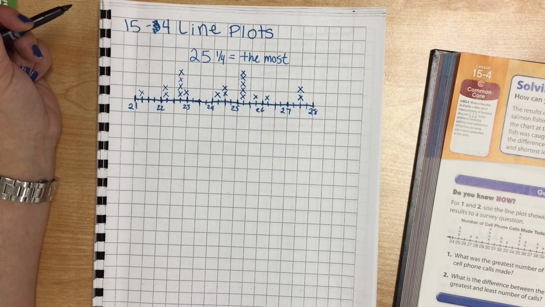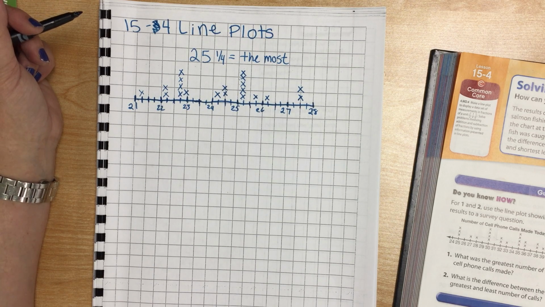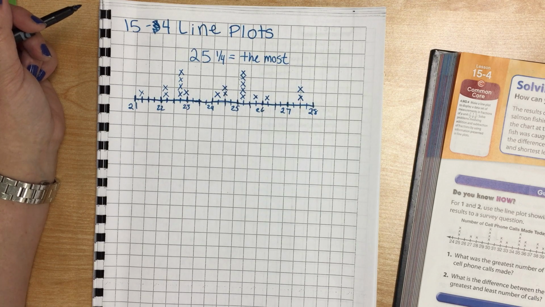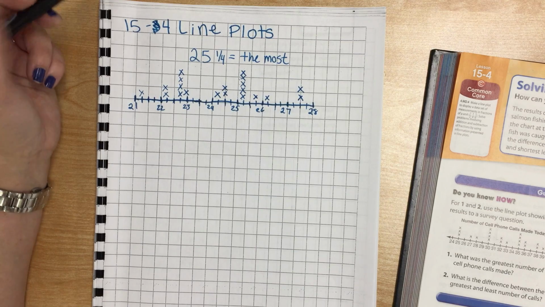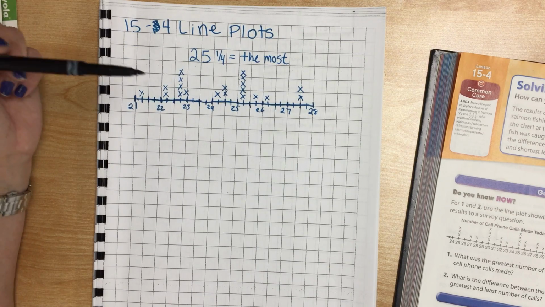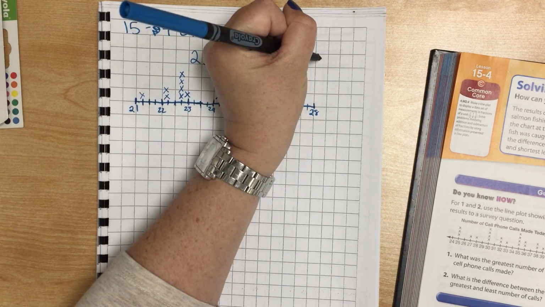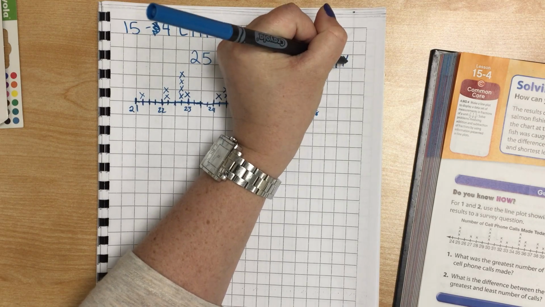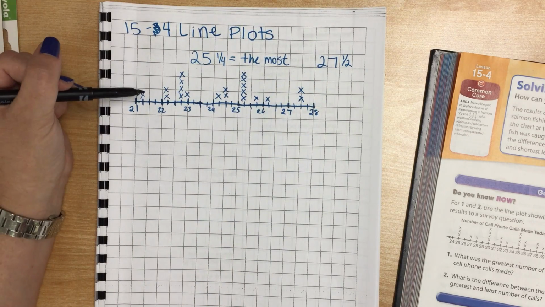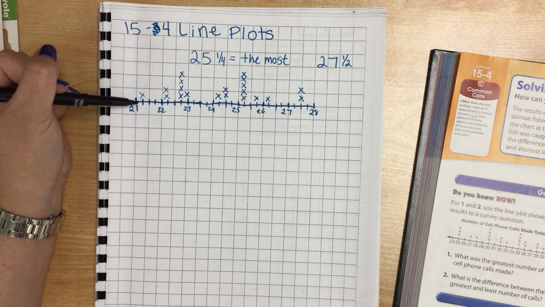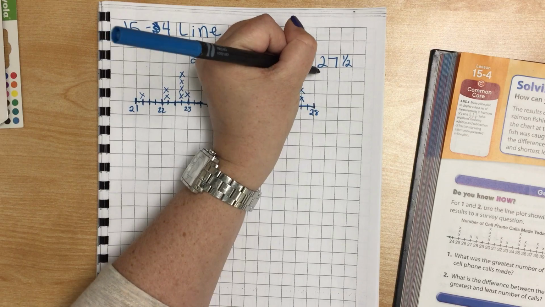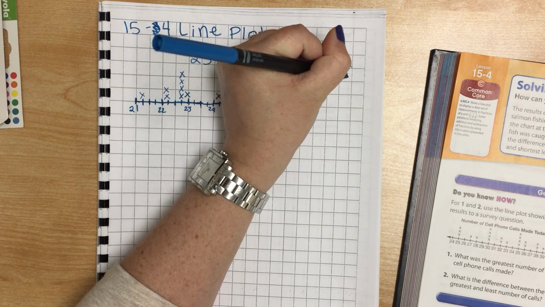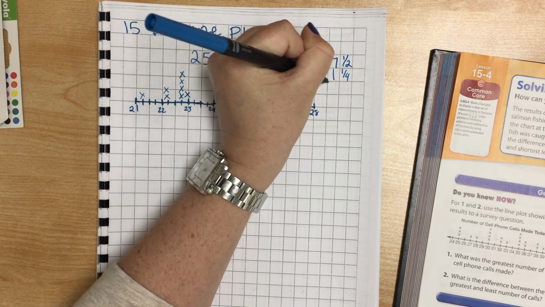Then it's asking me what the difference is between the longest and shortest lengths. When I hear the word difference, what does that mean? Subtraction. So which one was the biggest? 27 1/2. And which one was the least? 21 1/4. And now I need to subtract them. Uh-oh.